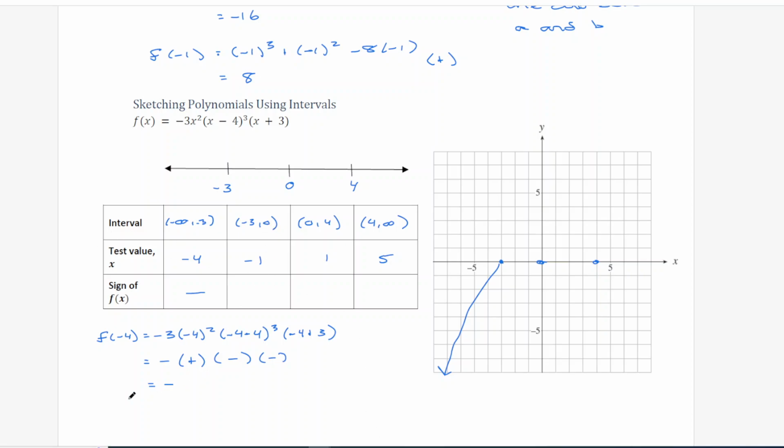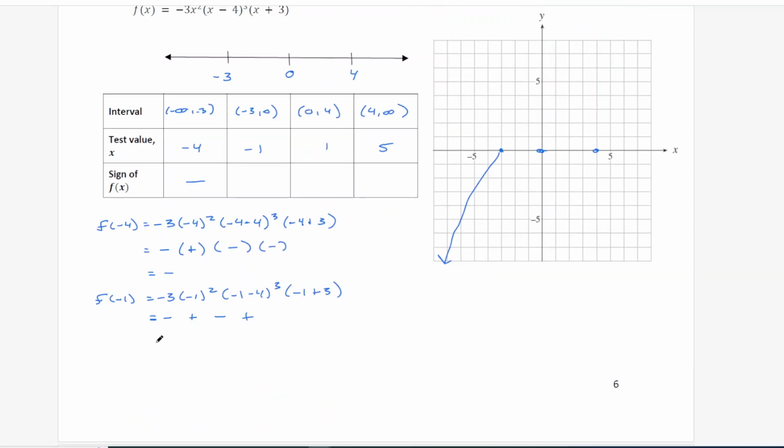Then let's test a value like negative 1. And we're going to do the same thing. So negative 3 times negative 1 squared, negative 1 minus 4 cubed, negative 1 plus 3. This is going to be a negative number times a positive number because it's squared, times a negative number because it's negative cubed, times positive this time. Okay, so my graph is going to go positive. So I know that between these two x-intercepts, my graph is going to be positive.